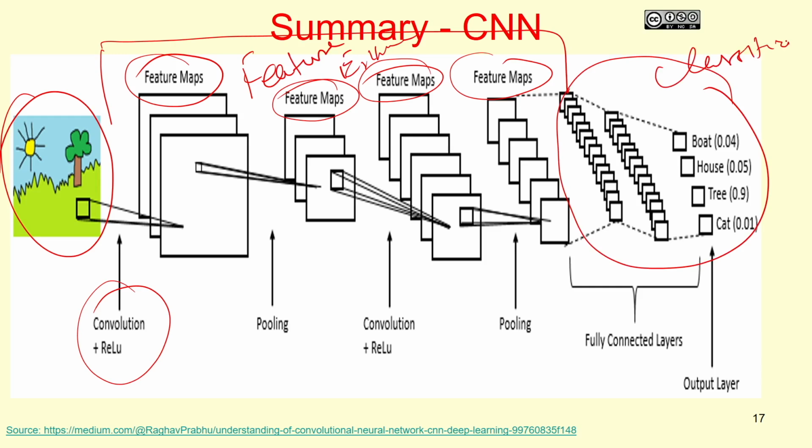So, when an image is given, I want to analyze this particular portion of the image. What is this portion? Boat, it is 4%, house 5%, tree it is 90%, and cat it is 0.1%. So, that is the thing, finally.